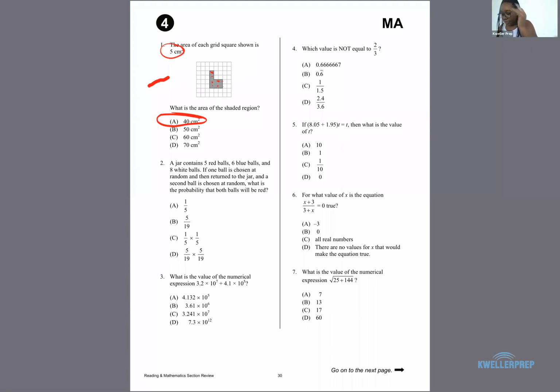Quite simple. All right, so for number 2, a jar contains 5 red balls, 6 blue balls, and 8 white balls. If one ball is chosen at random and then returned to the jar, and a second ball is chosen at random, what is the probability that both balls will be red?